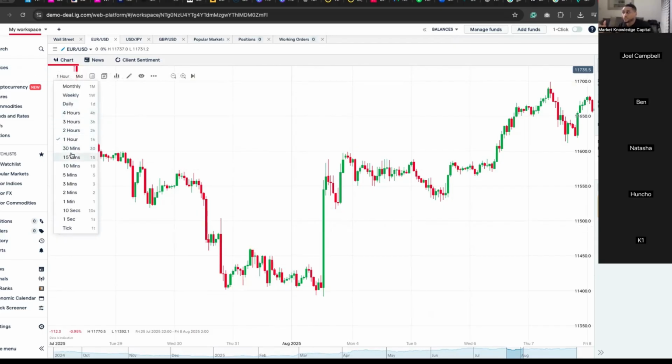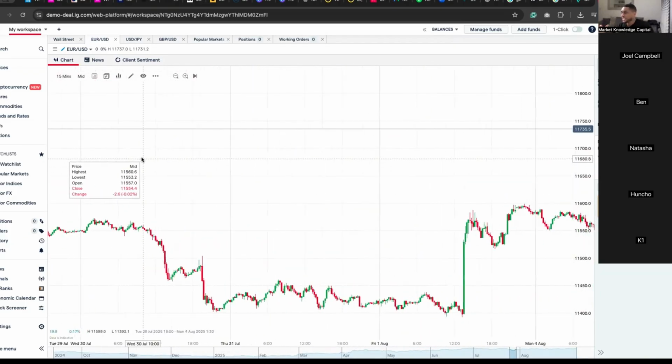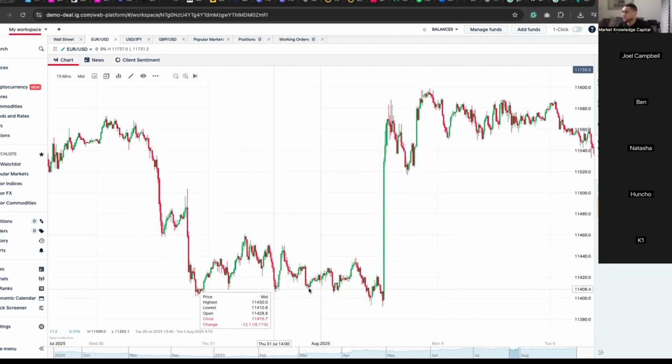And if I scale down again to the 15 minutes, so this is the 15 minutes. If you were a scalper, you might have been taking advantage of those little sells there. You might have gone in for the buy. You might have taken more advantage of those sells there. Some scalpers may not necessarily be paying too much attention to this.